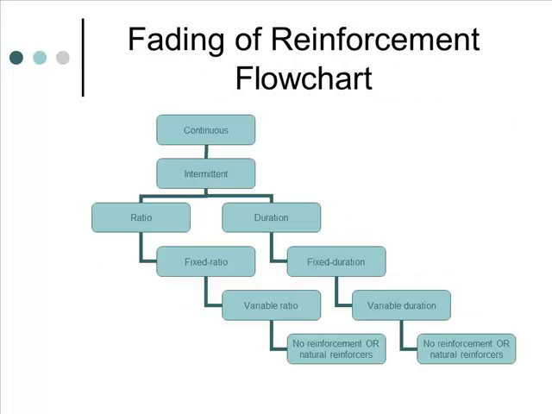The final slide shows a fading of reinforcement flow chart, and this shows how reinforcement is faded over time. Obviously, if one started with a continuous reinforcement schedule, the next step would be to move to an intermittent, and one would have to choose whether that would be a ratio or a duration schedule. Once that's chosen, then let's take a ratio schedule. The teacher would first do a fixed ratio schedule, and then a variable ratio schedule, and then finally no reinforcement would be provided. So let's look at the example of telling time.